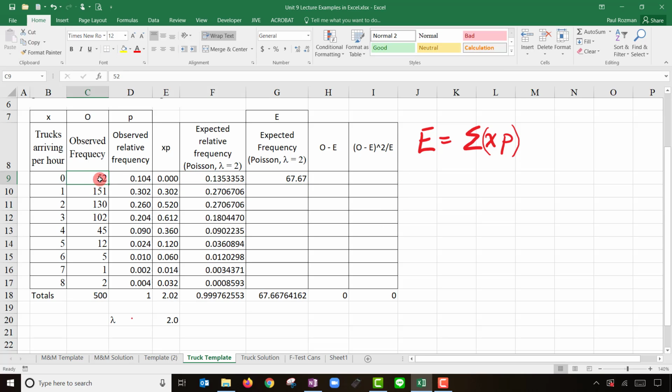So we observed 52 trucks, but we expect 67.67 trucks. Actually, that's not trucks, that's times. 52 times we saw 0 trucks. We expect that 67 of our 500 hours would have no trucks arriving. Do that for all the rest. This should add up to close to 500. It's off again by a little bit because these probabilities didn't quite add up either.